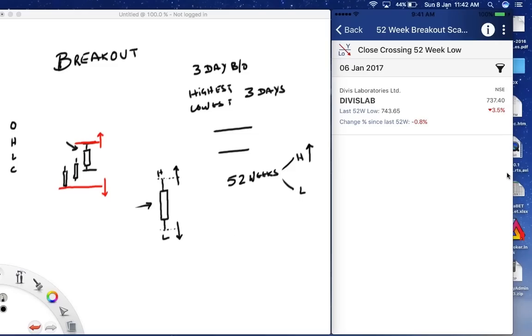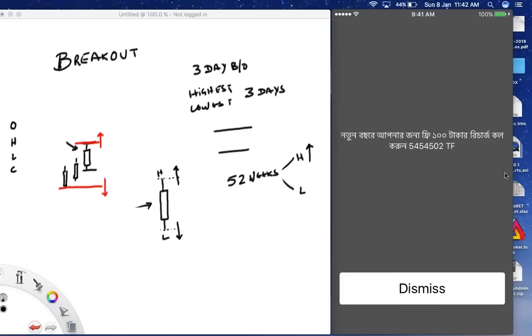Okay, so Divi's Lab is a weak stock. Let's tap on Divi's Lab, and I quickly see that the stock is crashing down. It's in a weak territory.